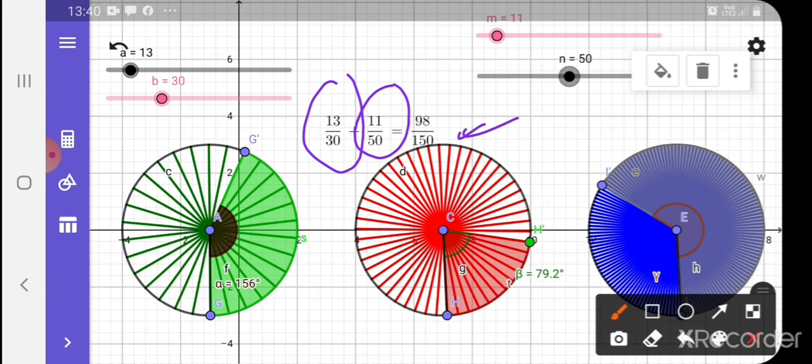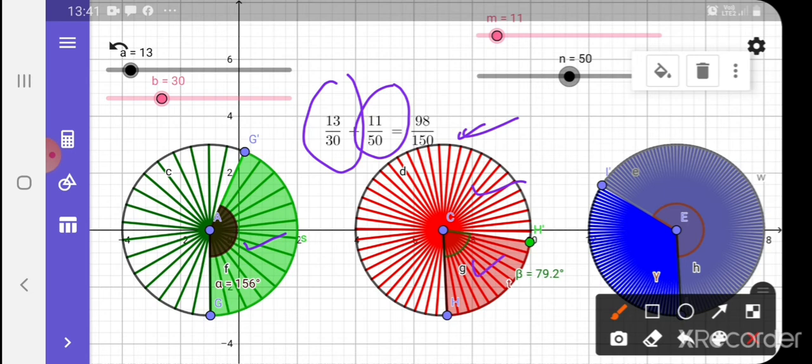150. So here you see this circle is divided into 30 parts and you took 13, or colored 13. So this is 13 by 30. Similarly, the second circle is divided into 50 sectors and we took 11.